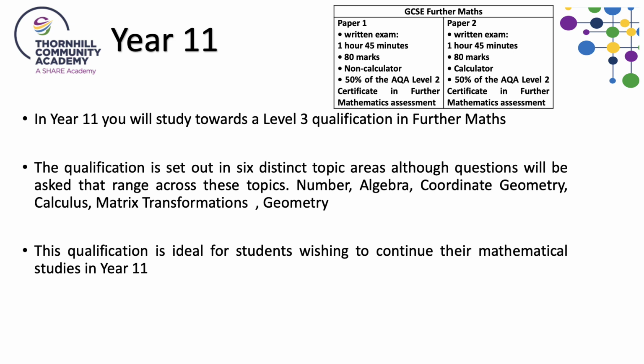In terms of how it is assessed, again, it is 2 written exams, a calculator and a non-calculator paper, both worth 50% of the total qualification. So 2 papers, these will be sat at the end of year 11, and they are roughly scheduled so that they are after your GCSEs. So they're towards the end of year 11.